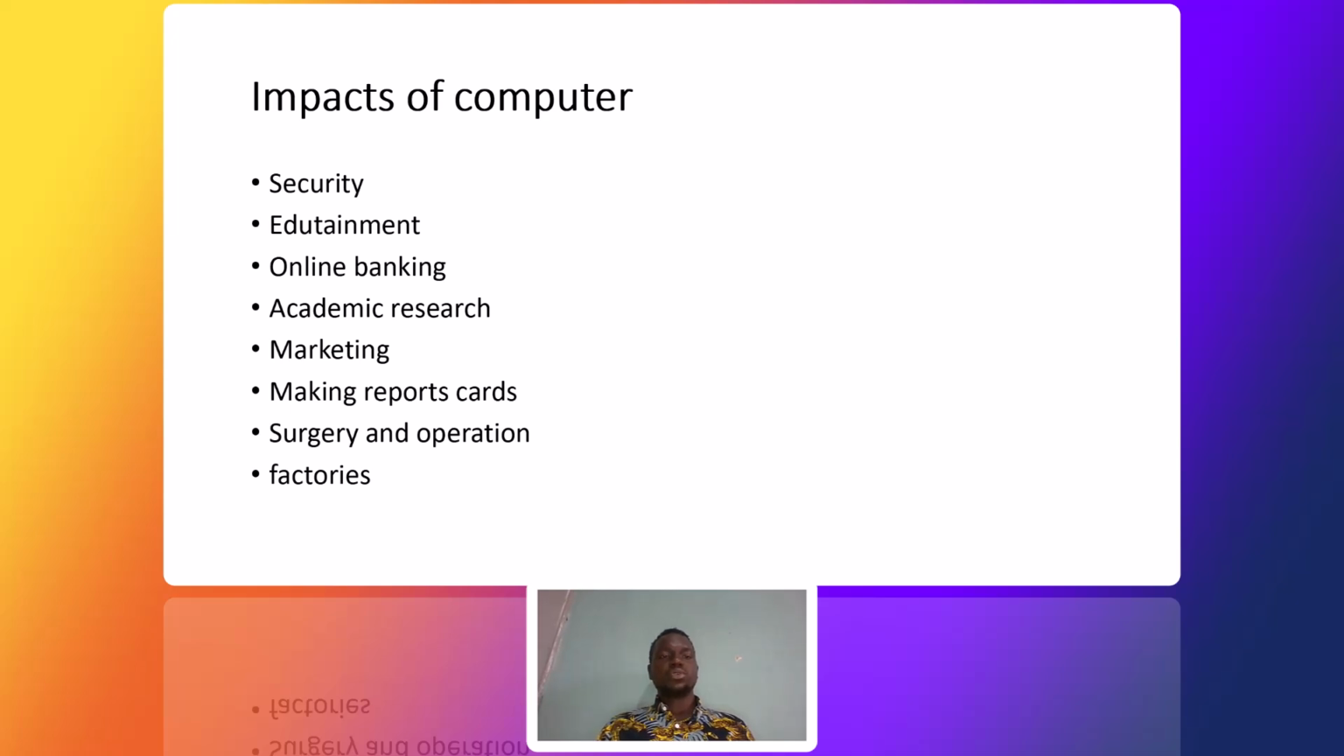Also, there is online banking. Nowadays you can do online banking; you just sit in your room. Mobile money and the rest are all online banking; you just sit and transfer your money somewhere through a computer. There is academic research. You do your research proposals and the rest, and it is all about the computer. If you know it, you are perfect in it. Then marketing: you advertise, and people buy things from you and the rest. That is marketing and it helps a lot.